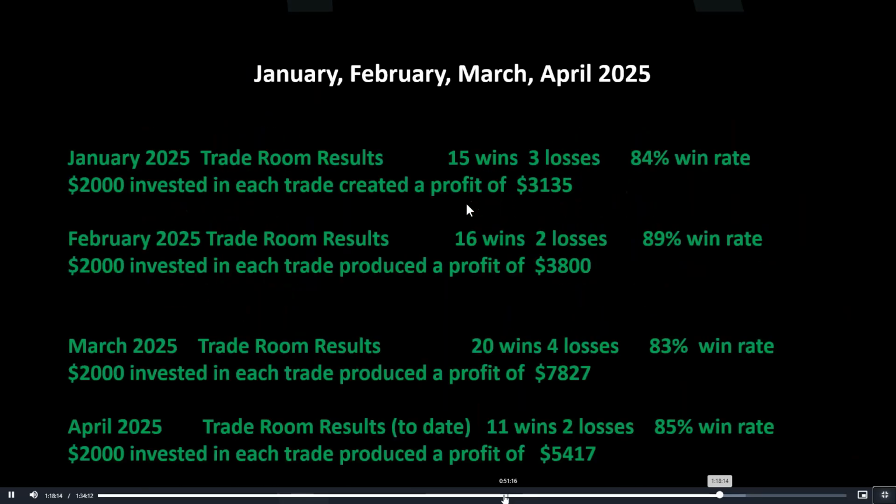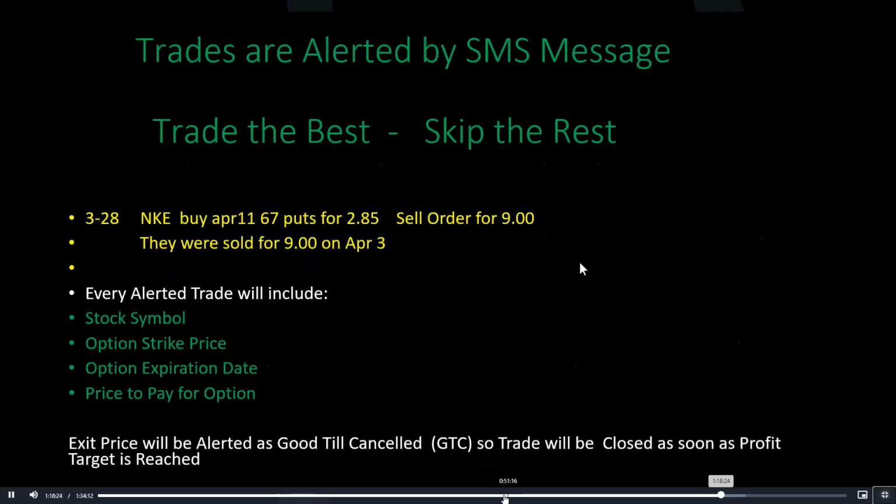Okay, so I won't go over all of these. Again, I had these in before, but as we've come through, you've seen what we've done here. You can see we got 85 to 90% for the most part win rates, making decent money every month.